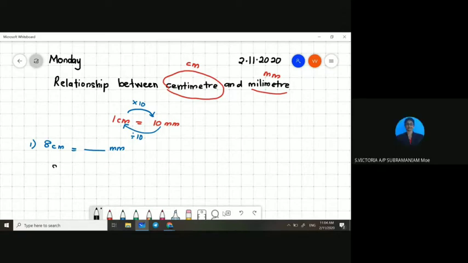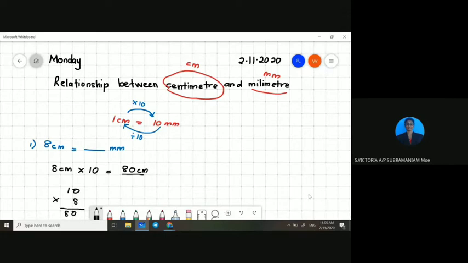Okay, centimeter is the bigger unit. So from centimeter we are going to convert to millimeter. So we need to times 10. So don't forget the unit. When we times with 10, we will get 80 millimeter. You can do it in this method, the standard written method.